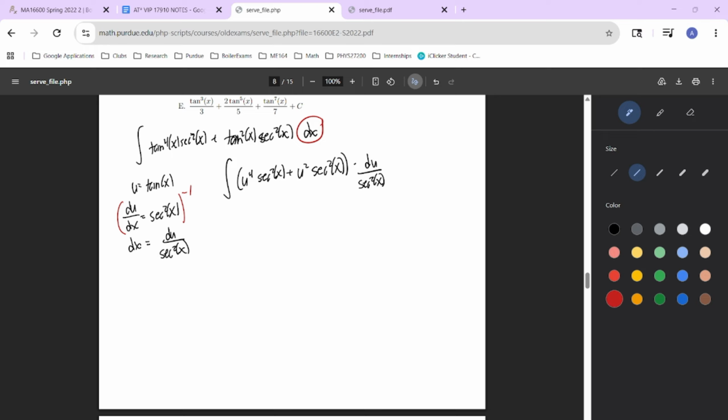Now in this case, I'm going to leave the secant squared of x's in there just to show the process of actually canceling. As you can see, we have secant squared of x's in both terms.